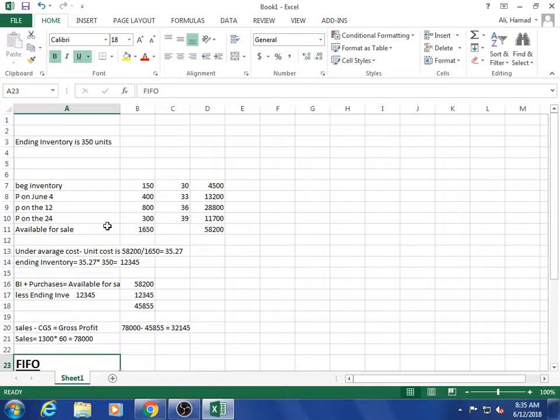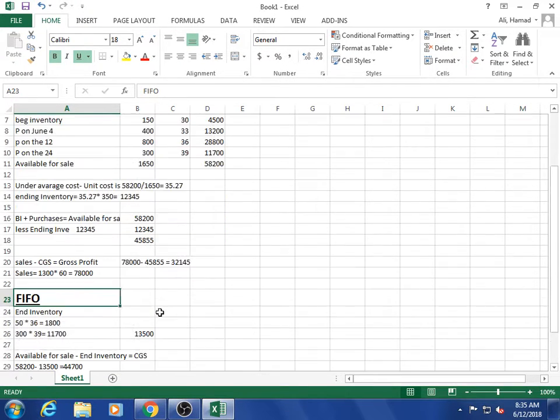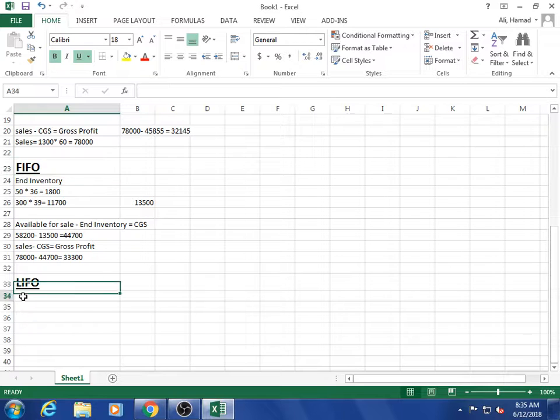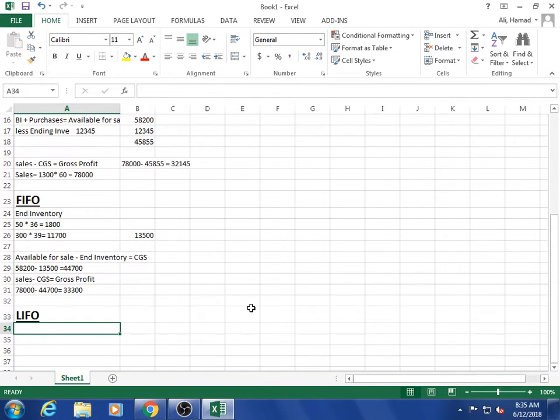So we're going to sell the June 4 purchase. We're going to sell half of that. We need 350 units that haven't been sold, so we need 150 from here and 200 from that. So ending inventory using the LIFO is 150 times 30. How much is that? That's 4,500.